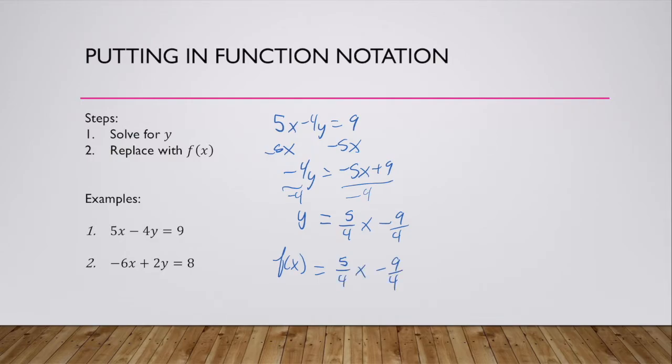This f of x notation tells us it's a function. It passes the vertical line test. Each x has a unique y. It tells us a lot about what we're working with.